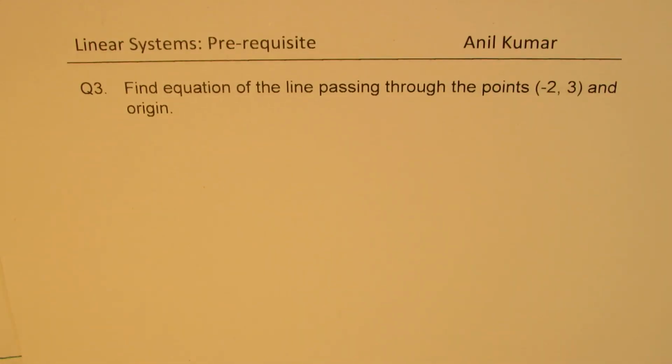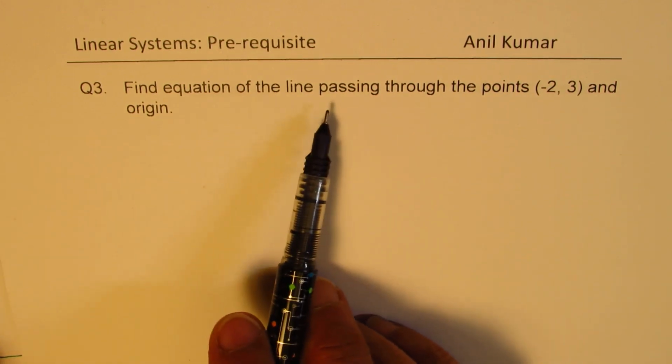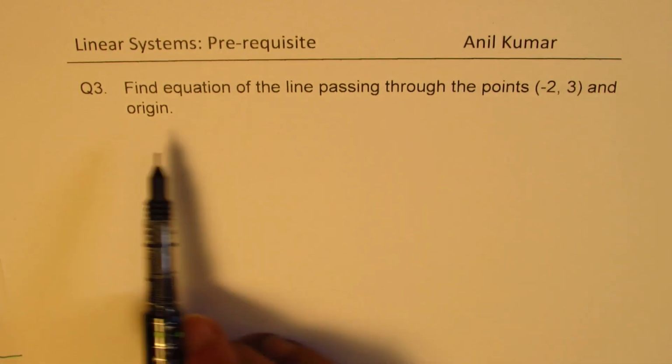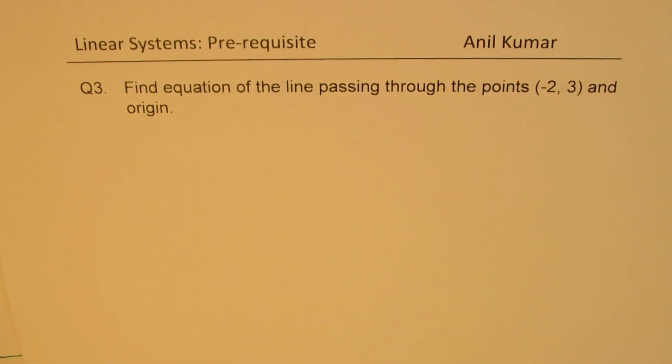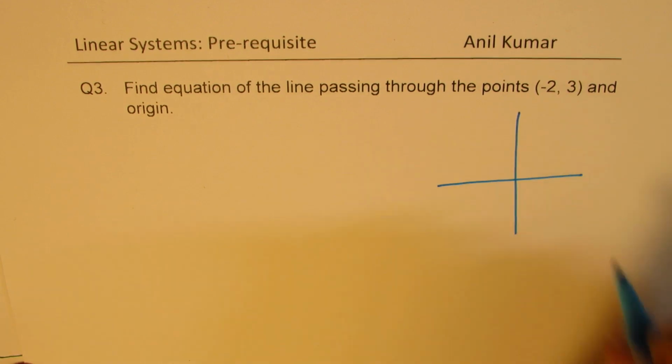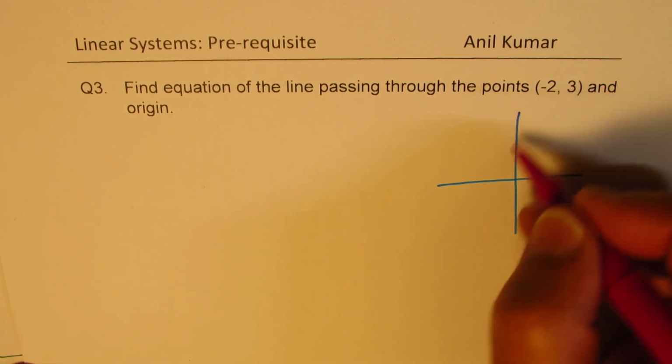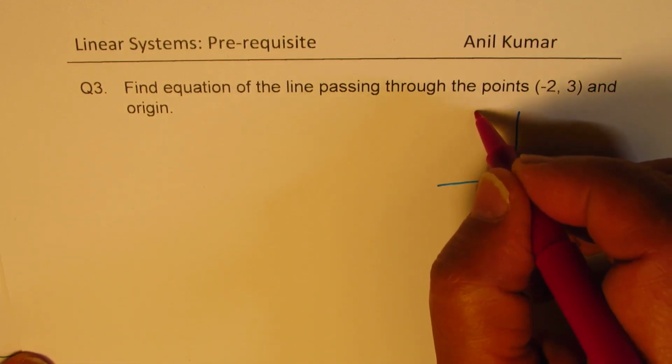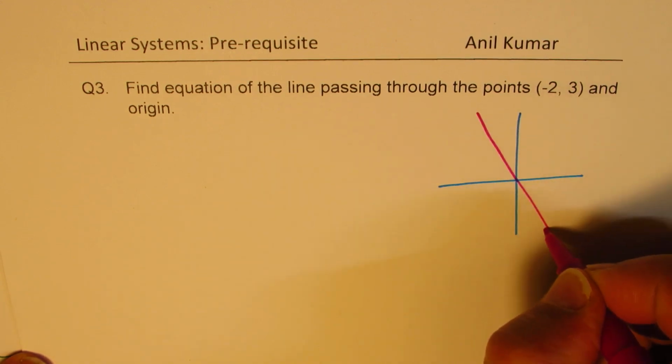Now let's take question number 3, which is find equation of line passing through the point and origin. So that is like direct variation, right? So we have a line which goes through minus 2, 3, so somewhere here, right? And the origin, so it goes like this.